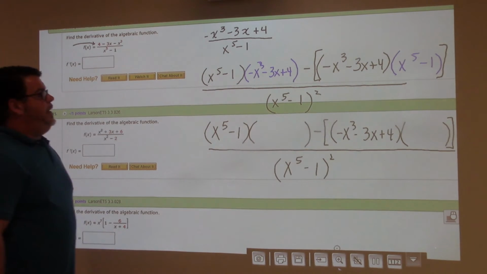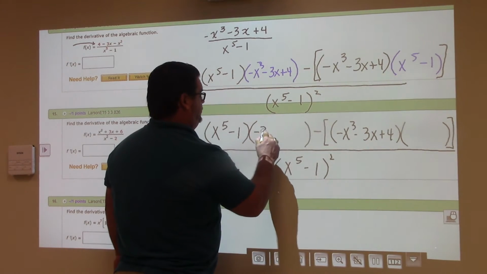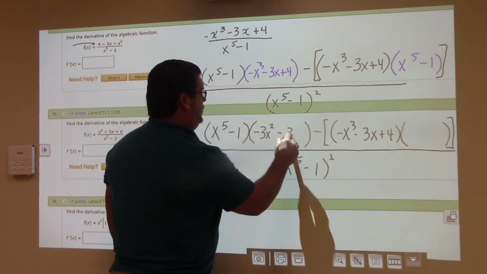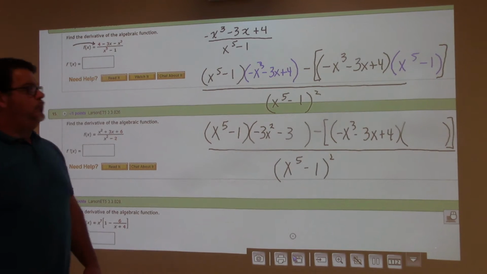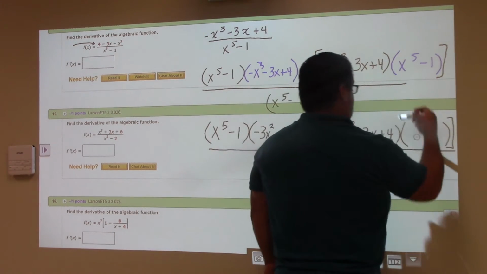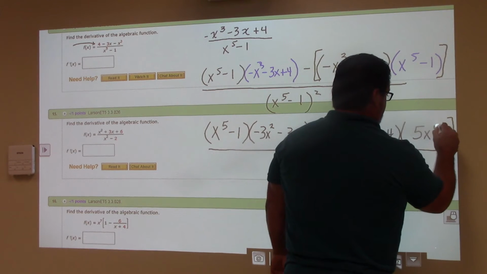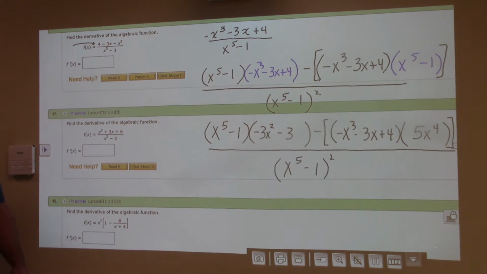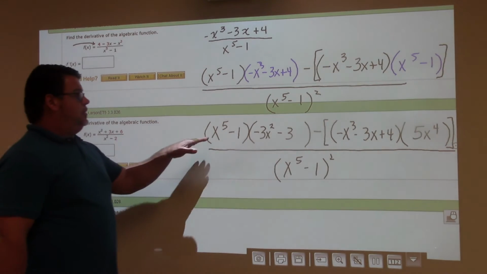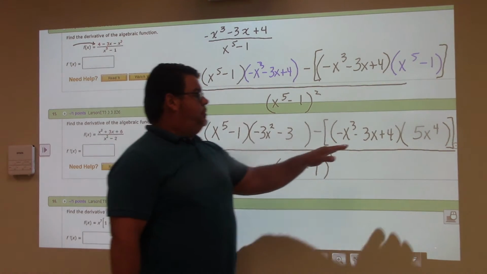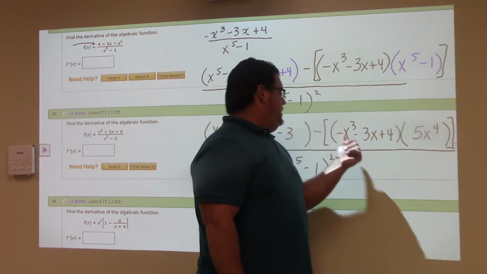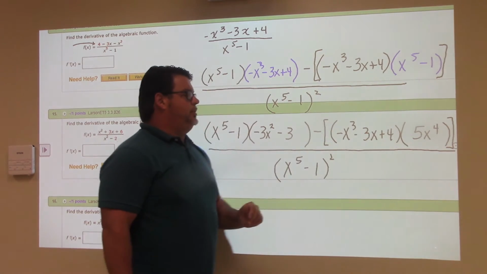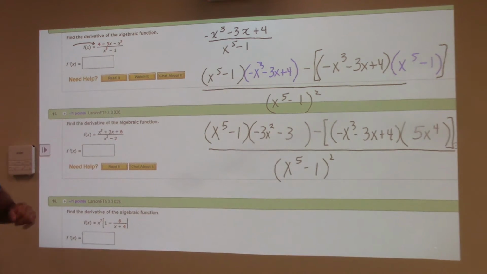All right, negative 3x squared minus 3. I'll do this one for you. 5x to the 4th. And now you're ready to do your FOIL method here and do your distributive law here. If you want to go ahead and take that negative and put it with that 5 and then distribute the negative, 5x to the 4th, you can do that in 2 steps. Let's skip those 2 steps.